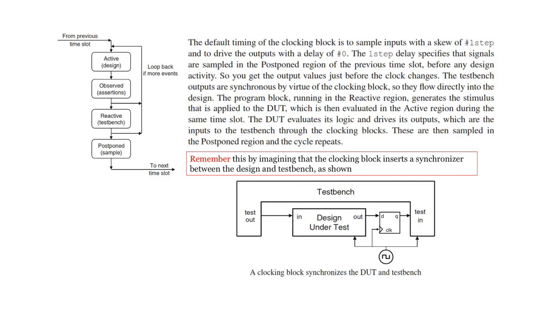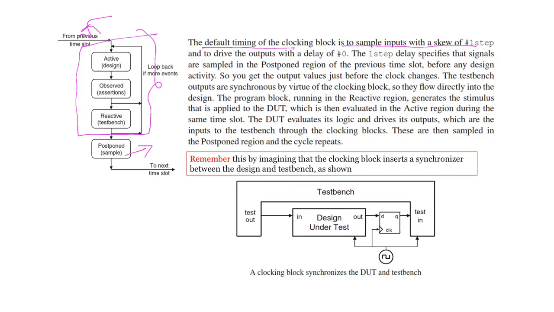And we already know that whenever we declare a clocking block, the default timing is to sample inputs with a skew of one step. Always you should take sampling inputs for the test bench. That means you are sampling the outputs of DUT, which become inputs for the test bench. So sampling should be taken with a skew of one step. If the clock edge occurs at this point, the one step is after this entire region. So that one step indicates you are sampling in the postpone region.